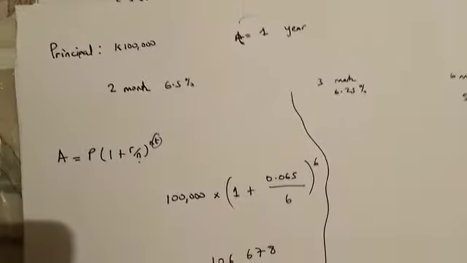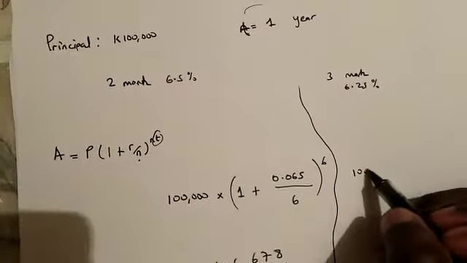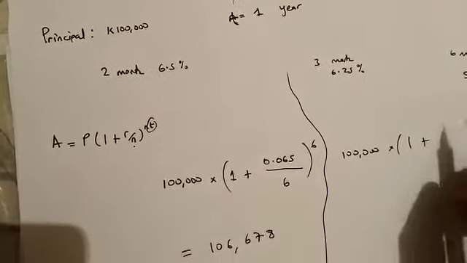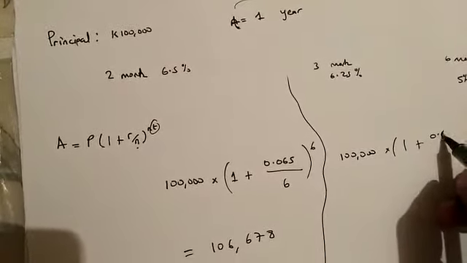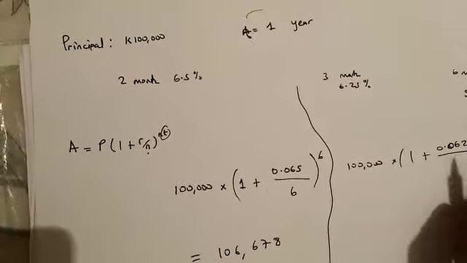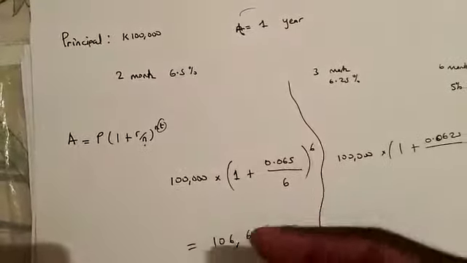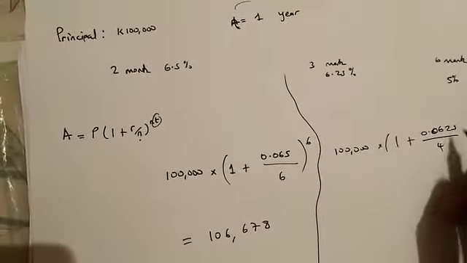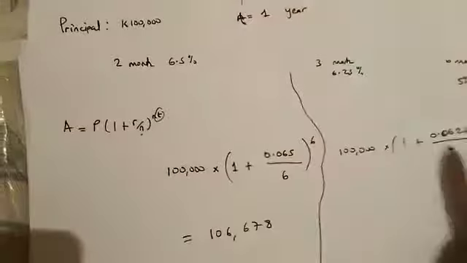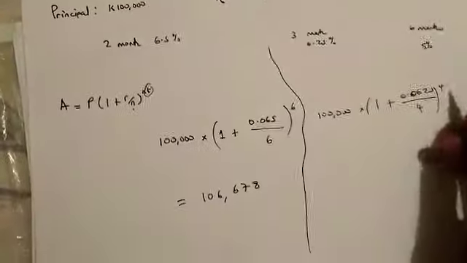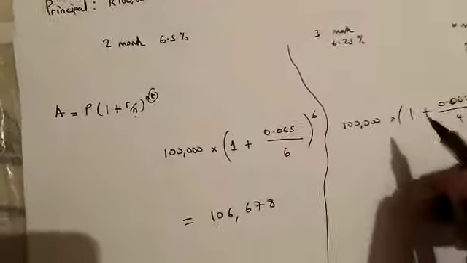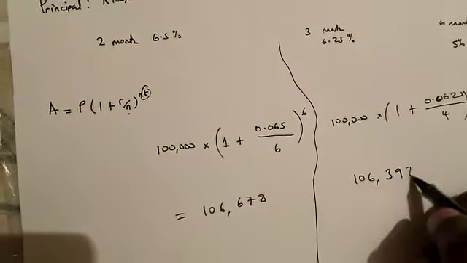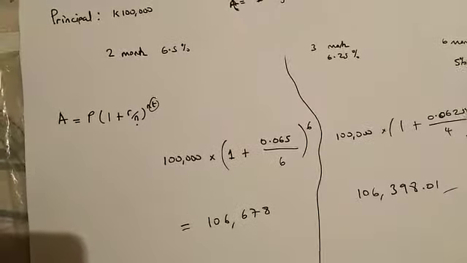Same thing for 3 months, the same procedure applies. 100,000 multiplied by 1 plus 6.25%, which is 0.0625, divided by 3 months. We are compounding every 3 months, so in total per year you're going to compound 4 times, to the power 4. Since it's still 1 year, we'll just put the 4. If it was 2 years, we would have multiplied by 2 there. If you calculate that, you should get 106,398.01 with some decimals.